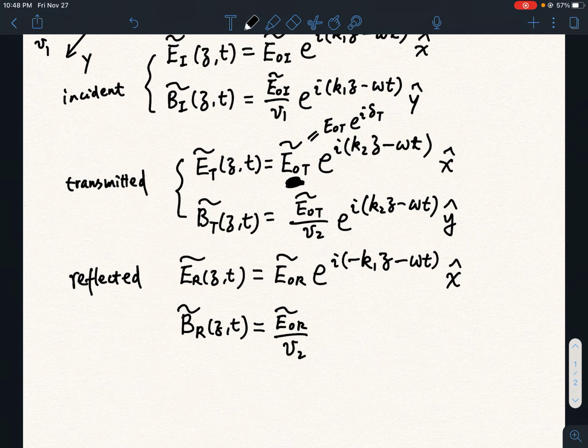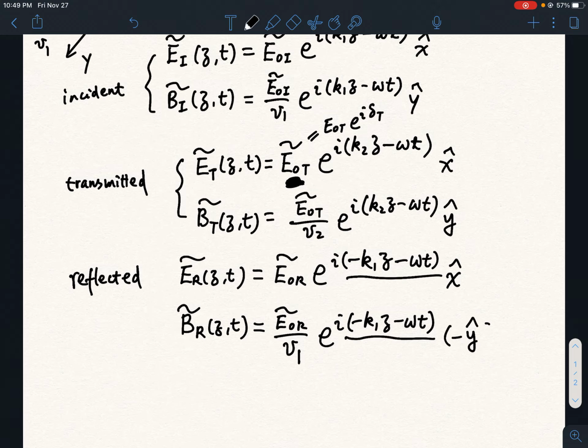Okay, so this is V2, and this is V1, because it's in the first material. Then we have e^(i(-k1 z - ωt)), because it's in phase with the electric field, but this is moving in the minus y direction. So this is what we have.